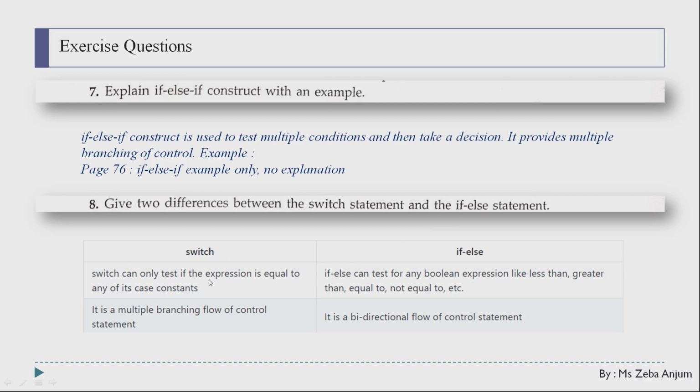Switch can only test if the expression is equal to any of its case constant, and if else can test for any boolean expression like less than, greater than, equal to, not equal to, etc. I hope this is clear.